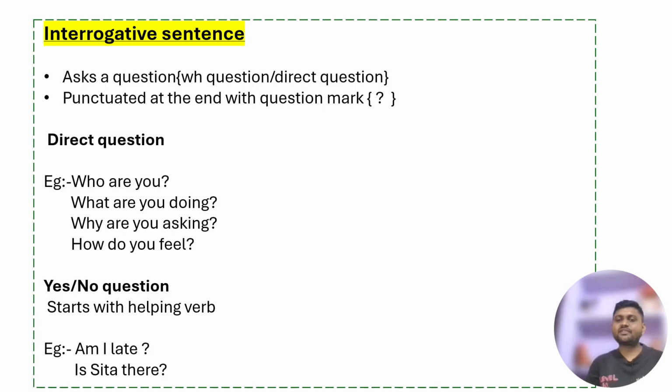The second type of interrogative sentence is yes or no question. These questions usually have an answer in yes or no. And the speciality about these types of questions is that they start with a helping verb. For example, am I late or is Sita there?